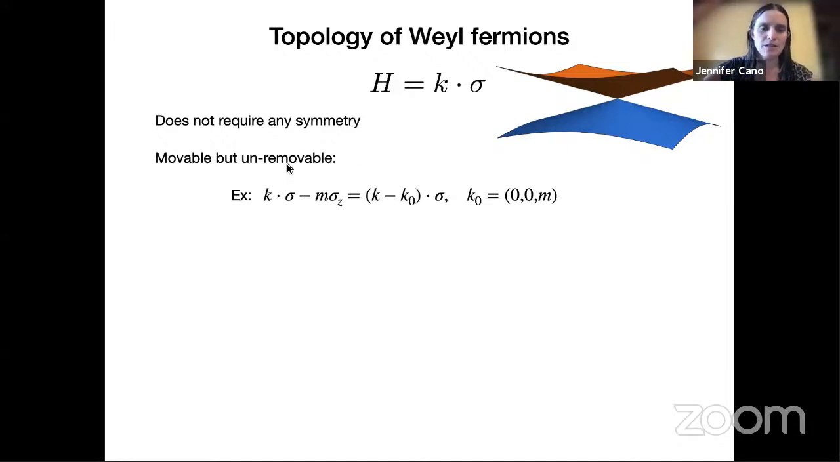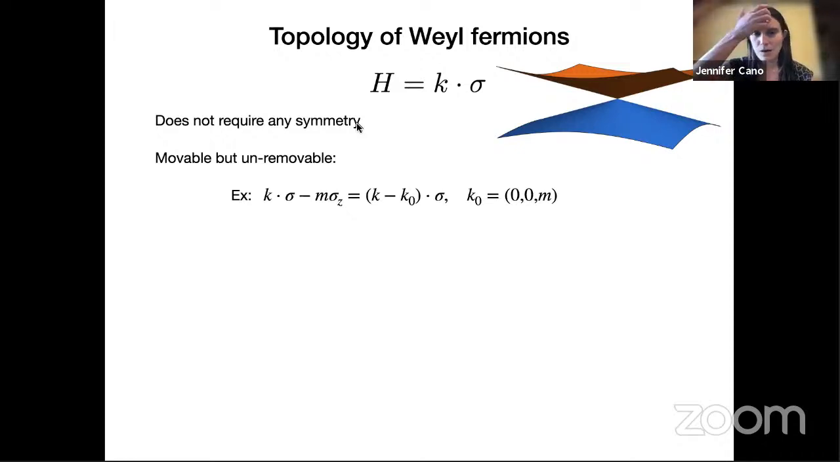I think the easiest way to understand this is that suppose you have this k dot sigma Hamiltonian, and suppose you were to try to gap it by adding in some other term, any one of the Pauli matrices. You can see that since all the Pauli matrices are present already, any additional term that you add will just move the Weyl fermion around. So it'll open a gap at one place, but it'll be closed somewhere else. And this cute phrase, movable but unremovable, has been used to describe this situation. We can move these things around, but we can't get rid of them.